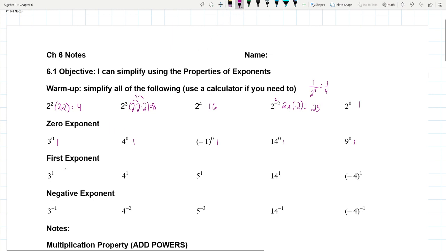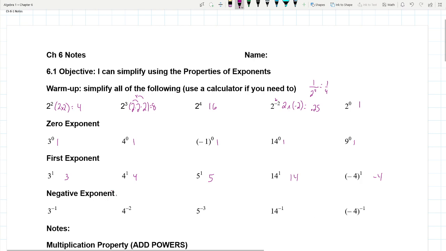Alright, first exponent. Much like the 0 exponent, these ones are typically quick for a lot of people to get. Sometimes not so much, but anything to the first power is itself. So this is 3, this is 4, this is 5, this is 14, and this is -4.